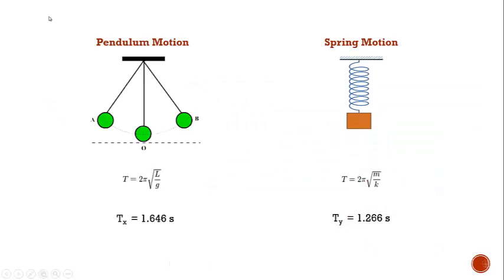The periods are actually supposed to be different. This is because for the X data, the mass is moving in a pendulum motion, whereas for the Y data, the mass is moving with a spring motion. And the formulas for finding oscillation periods are slightly different for the two different motions, so it makes sense for them to be slightly different. You can see the formulas below each picture.